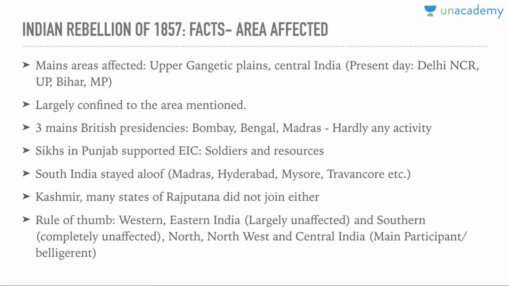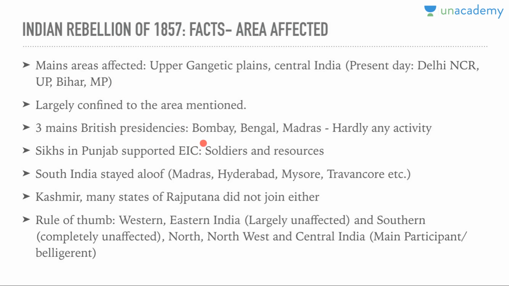So now, the Indian rebellion of 1857, areas which were affected by this. I first want you to focus on this rule of thumb. As a rule of thumb, Western India, Eastern India, and Southern India were largely unaffected. West and East were very slightly affected. South India was almost completely unaffected. Okay. North India, Northwest India, and Central India were the main participants or the belligerent region. The main area affected will be the Upper Gangetic Plains, UP, Delhi NCR, Central India, MP, Bihar. Upper Gangetic Plains will include Delhi NCR, UP, Bihar, and Central India will include the northern part of MP. So it was largely confined to the area mentioned above.